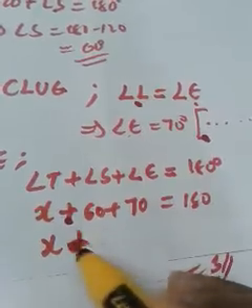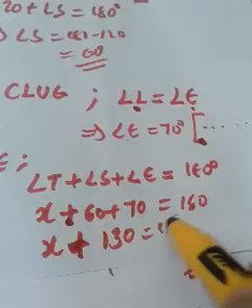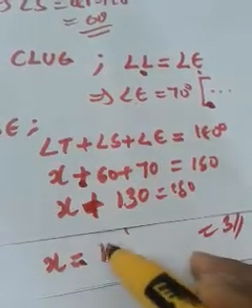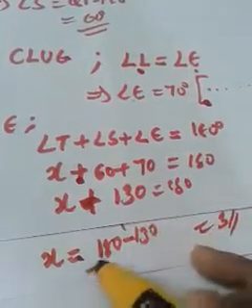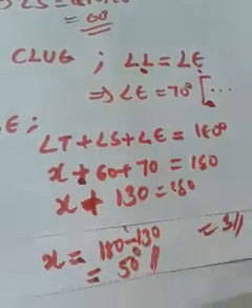X plus what is 60 plus 70? 130 is equal to 180. Then what is the value of X? Keep X on the left side, the right side is 180, take the plus 130 to the right side, it becomes minus 130. What is 180 minus 130? It is 50 degrees, and this is the value of X.